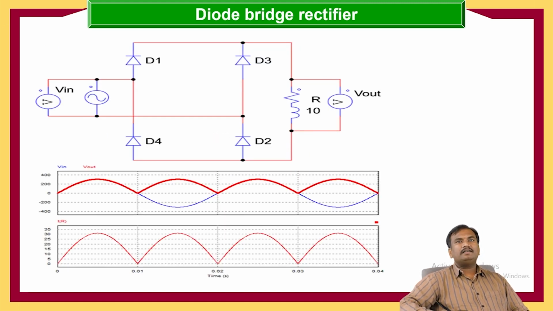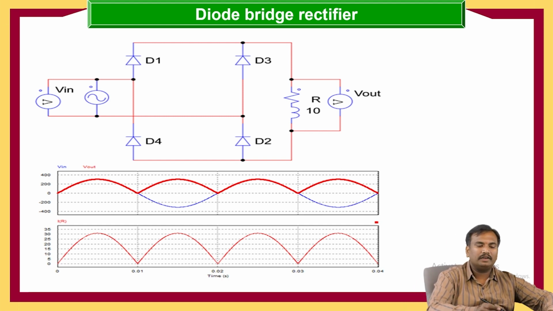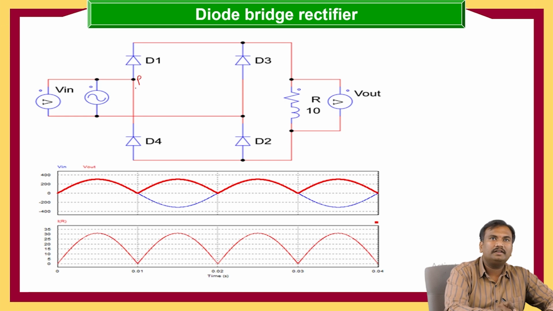Now let us see the operation of the diode bridge rectifier. Here we consider phase and neutral. This will be the voltage which is going to appear across the phase, and across the neutral the voltage which is going to appear is in this way.